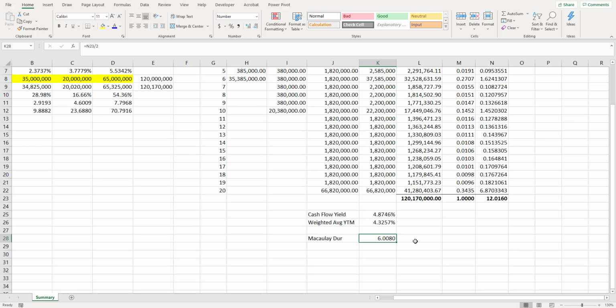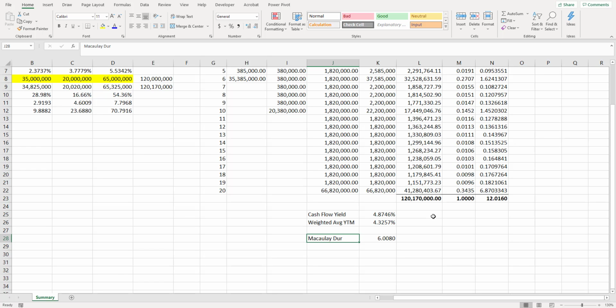Okay, so in other words, this portfolio can be used to hedge the interest rate risk of a single liability which is due in 6 years time. Okay, almost about 6 years there. Okay, so that is for the interest rate immunization purposes.